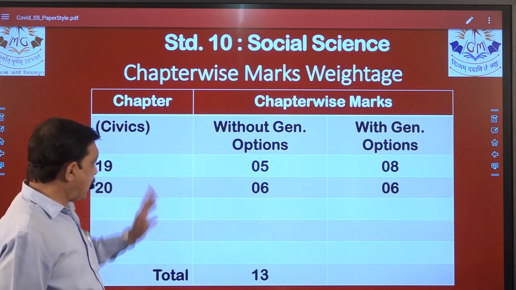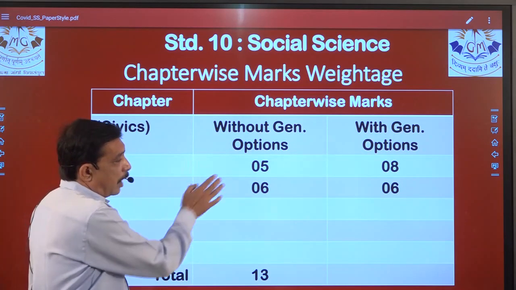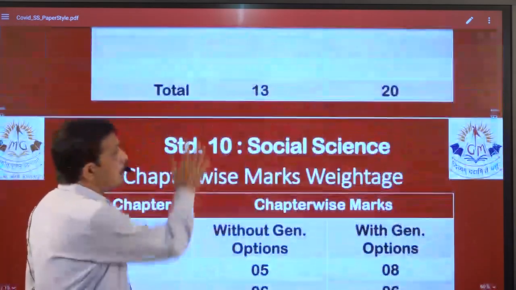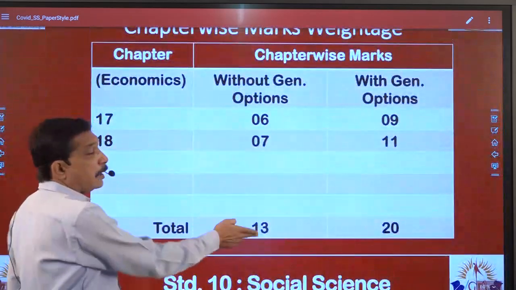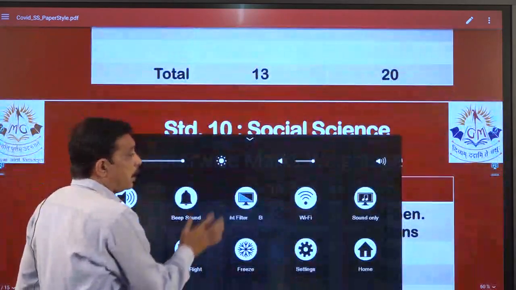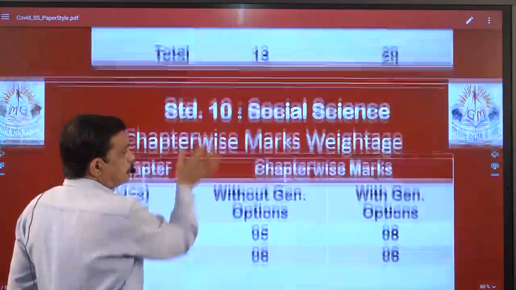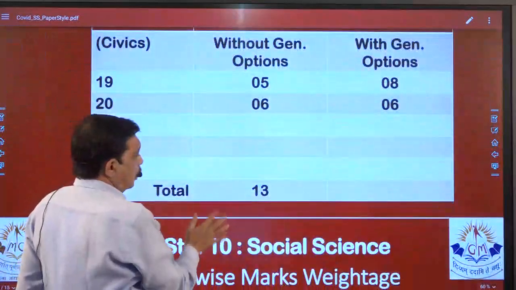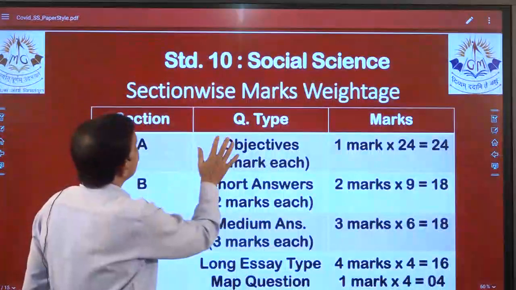Chapters 19 and 20 will have a total of 13 marks. So you see the importance over here. 17 and 18, 13 marks. 13 plus 13, 26 marks. Yes, so that way this is the weightage section wise.